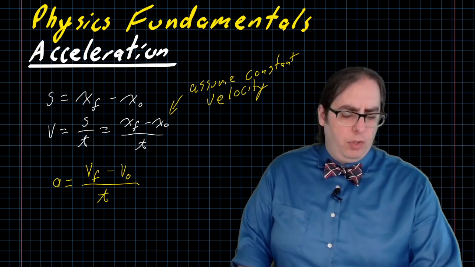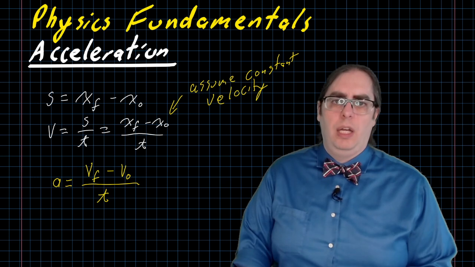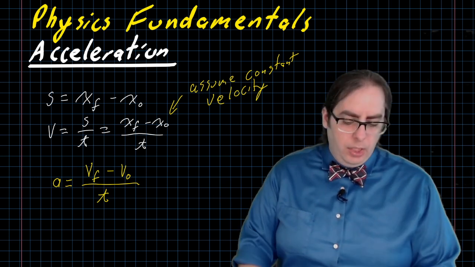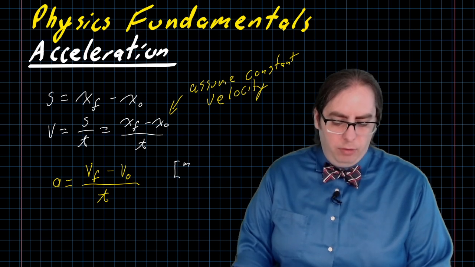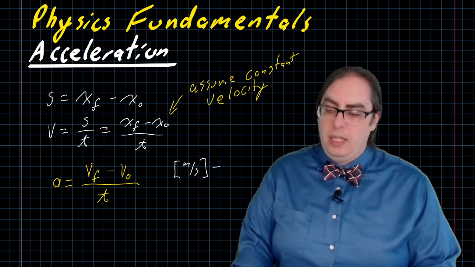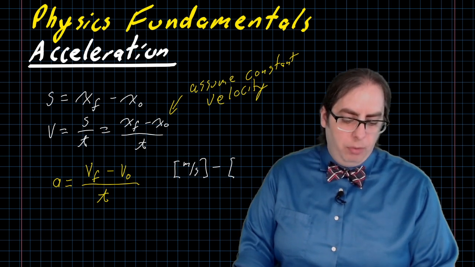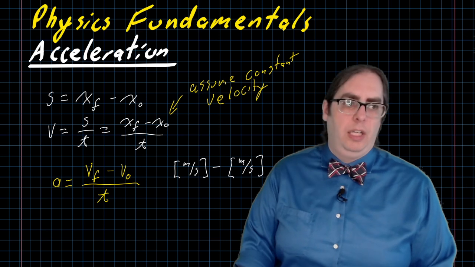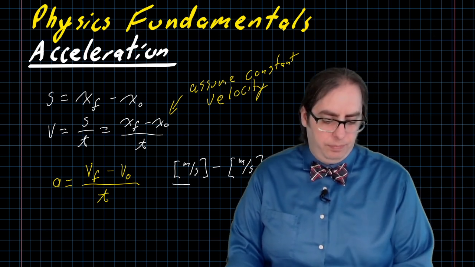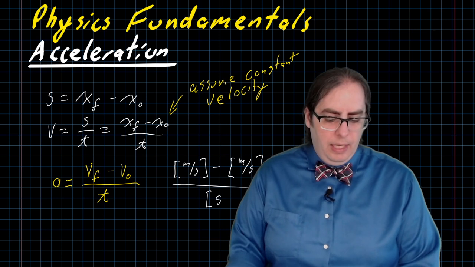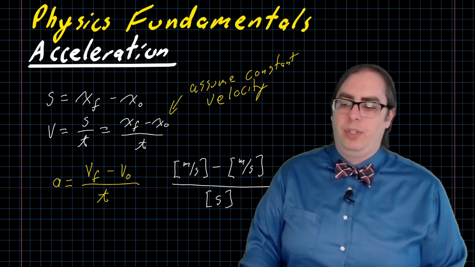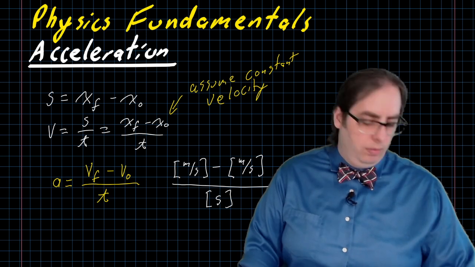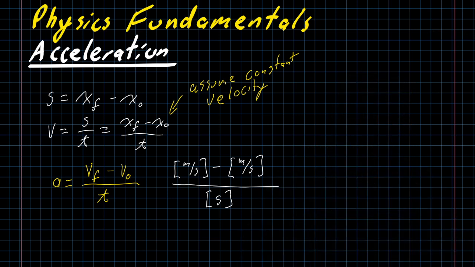Before we go much further, let's think about this dimensionally. Let's think about this in terms of the units. I know that Vf is measured in meters per second. I know that V naught is also measured in meters per second. Those are the units we used for velocity in the previous lesson. I know that time is measured in seconds.